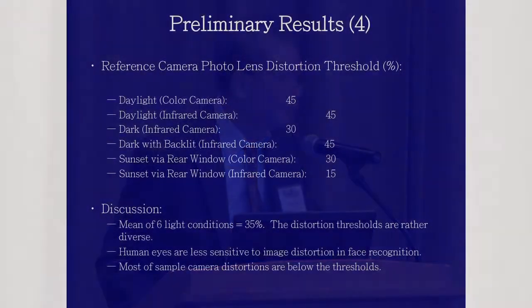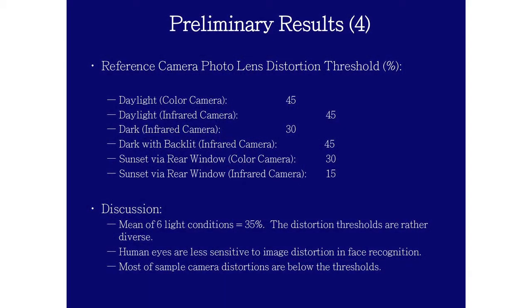For the distortion, it ranged from 15% to 45%. It's diverse. So we say the human eyes are less sensitive to the image distortion in facial identification. And unfortunately, most of the sample cameras' distortions are lower than this threshold.